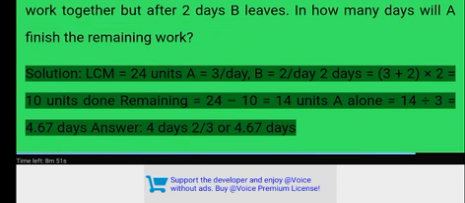Solution. LCM equals 24 units, A equals 3 per day, B equals 2 per day. 2 days equals (3 plus 2) times 2 equals 10 units. Then remaining equals 24 minus 10 equals 14 units. A alone equals 14 divided by 3 equals 4.67 days. Answer, 4 days 2/3 or 4.67 days.